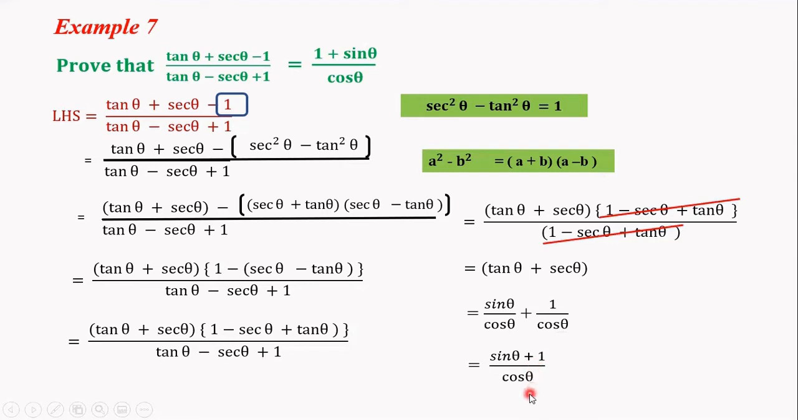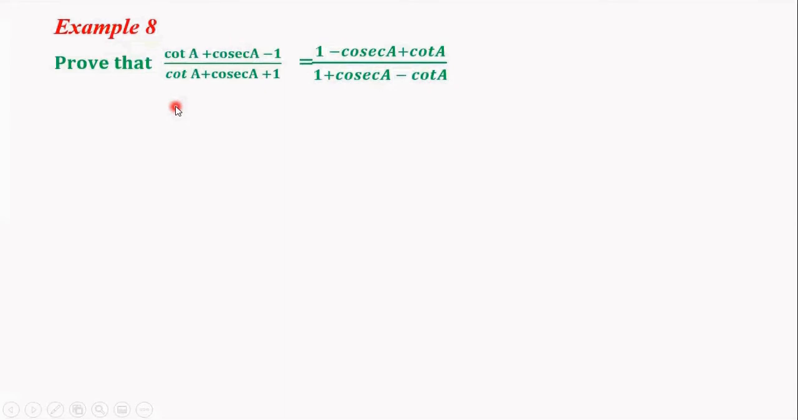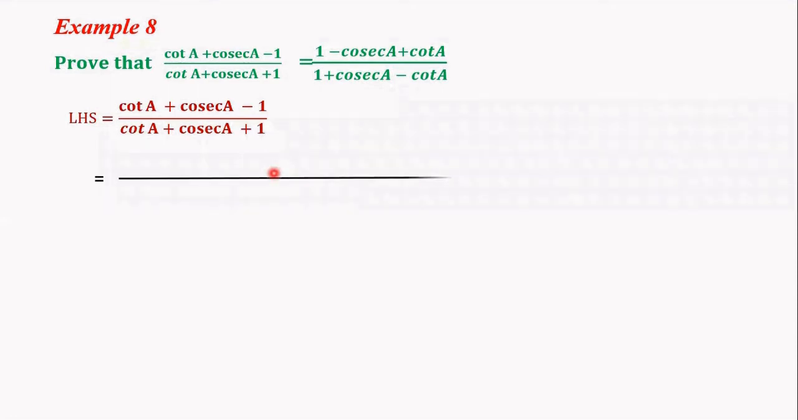Let's take LCM. Both the terms have cos theta in denominator. So LCM is cos theta. Now in the numerator, sin theta plus 1 is here, which is right hand side. Hence, example 7 is proved. Example 8, this is the identity we have to prove. Let's start from left hand side. Here it is. Cot A plus cosec A minus 1 by cot A plus cosec A plus 1.